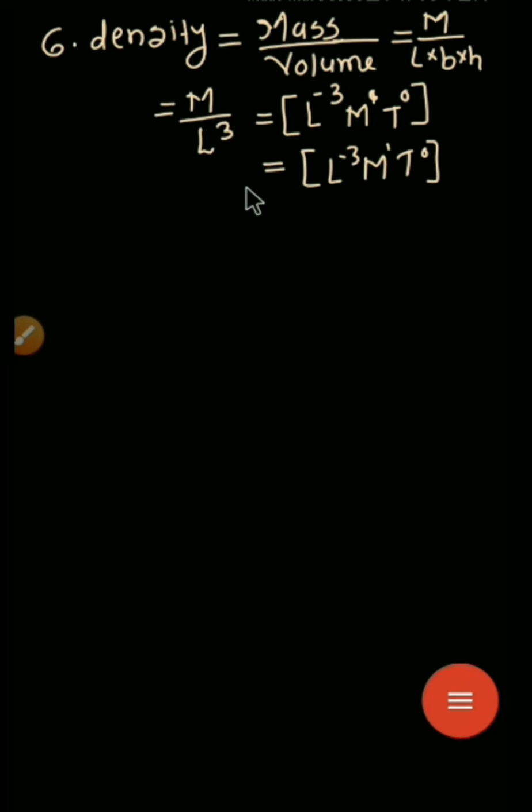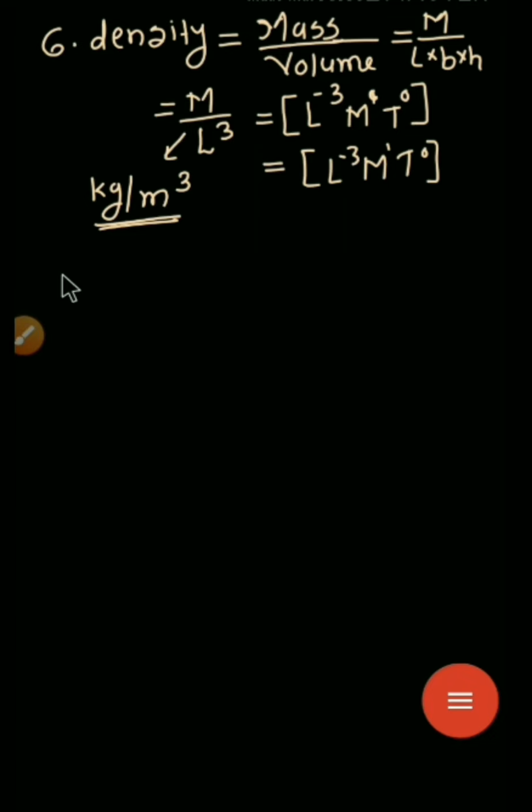और अगर हमें इसका यूनिट निकालना है तो by using this formula we can write down unit. मास का यूनिट होता है kg and लेंथ का यूनिट होता है मीटर, और यहाँ पे लेंथ क्यूब है, so it's kg per meter cube. So we can say this is the unit of density.